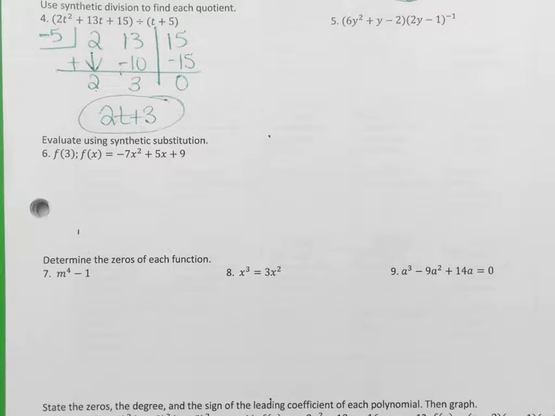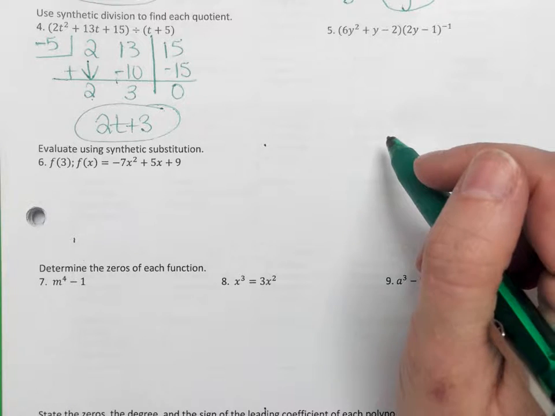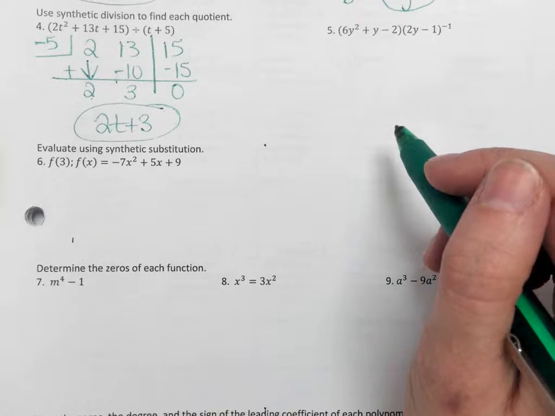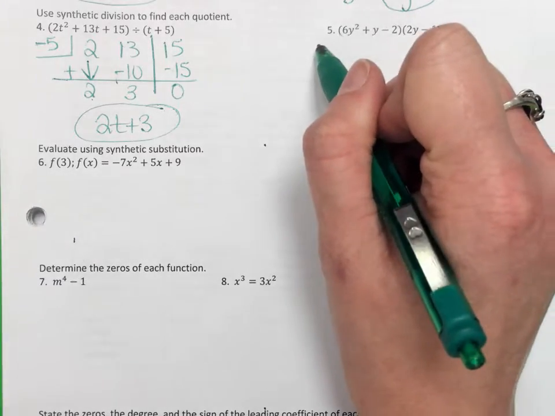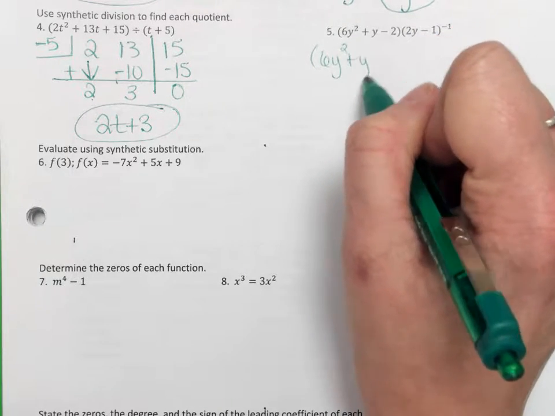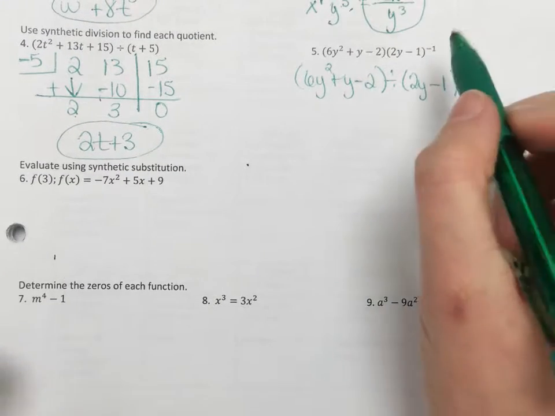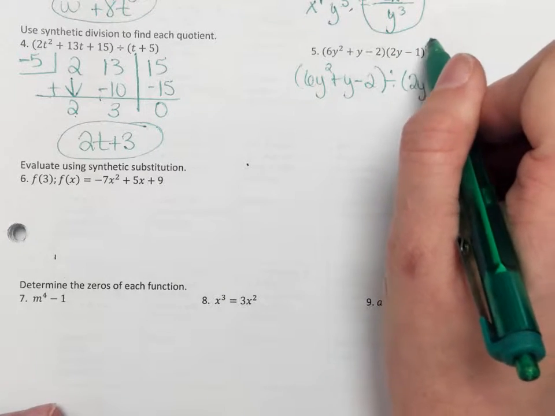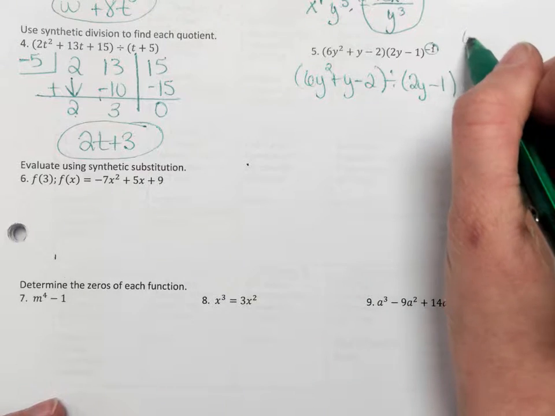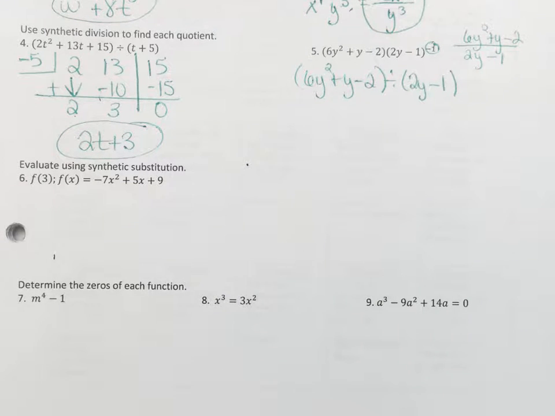Number 5. What do we have to do first on number 5? What do the directions tell us to do? The directions do not tell us to divide by 2. The directions say use synthetic division, right? So the way you're used to seeing synthetic division is 6y squared plus y minus 2 divided by 2y minus 1, right? Why is it divided by? Because this negative 1 tells me what happens to this 2y minus 1. Where does it go? On the bottom. So this is really 6y squared plus y minus 2 over 2y minus 1, which is division, right?